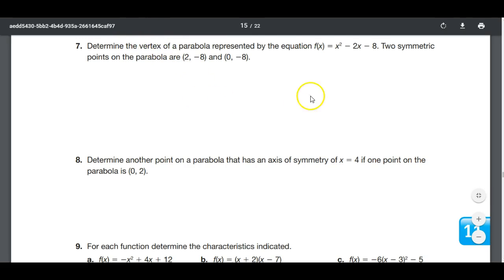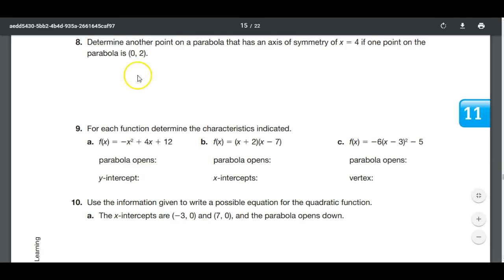Of course, you can just plot this in your calculator and find the vertex, but that's how we do it. Determine another point on the parabola that has an axis of symmetry of x equals 4, if one point on the parabola is 0, 2. So I know the other point is going to have the same y value, so y equals 2. But what's the x value? This 0 is 4 units away from 4, so it has to be 4 units away in the other direction. So it'd be at 8. So I'd have 0, 2 and 8, 2, and then the axis of symmetry would be at x equals 4.